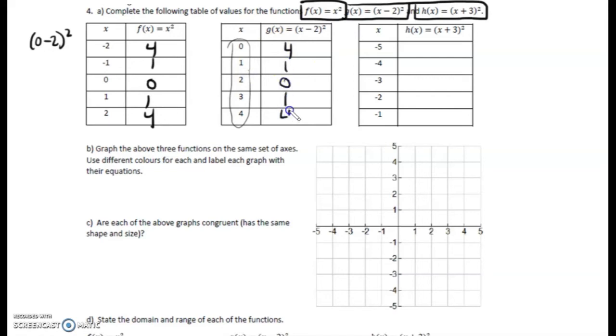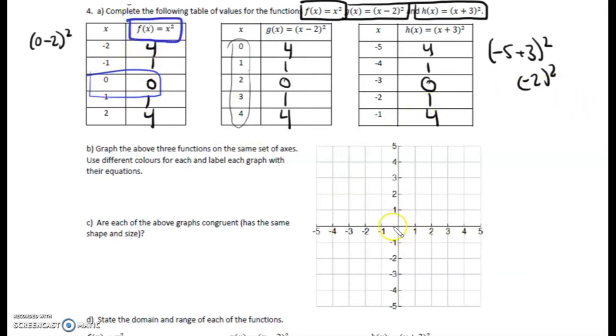Okay, so if we filled this out, we would get these points again. And now the same thing here, negative 5 plus 3 squared, which is just negative 2 squared. So we would get 4, and again, 0, 1, 0, 1, 4. Okay, so I did this so that the vertices would be in the middle here. So let's go ahead and graph these.